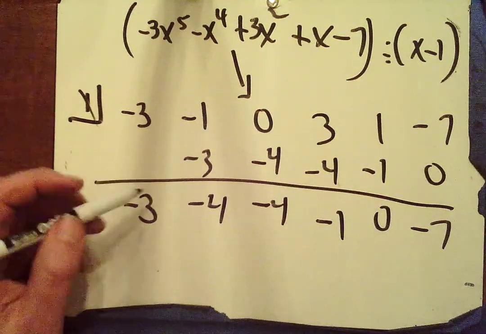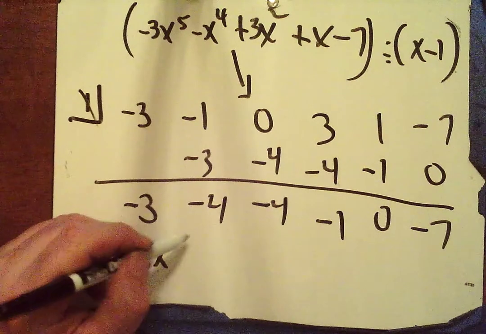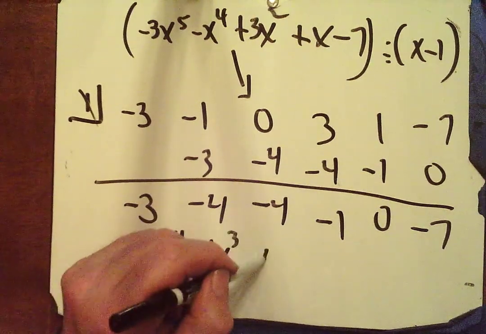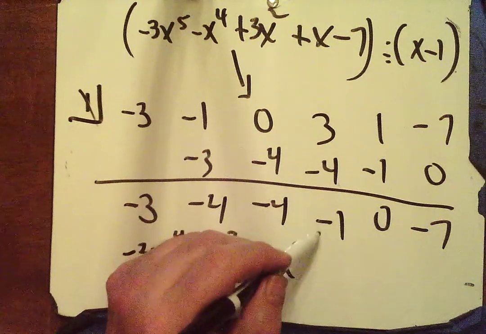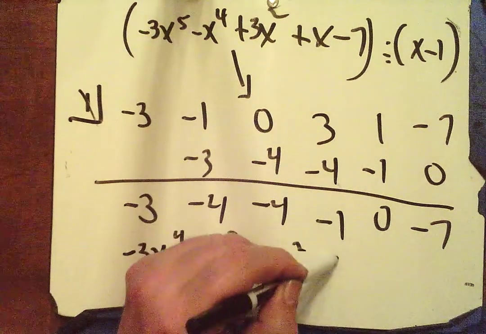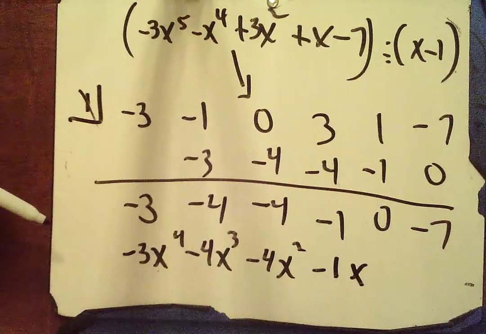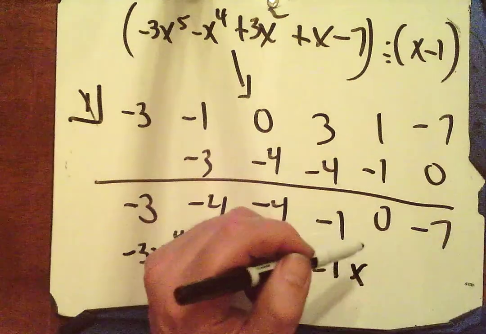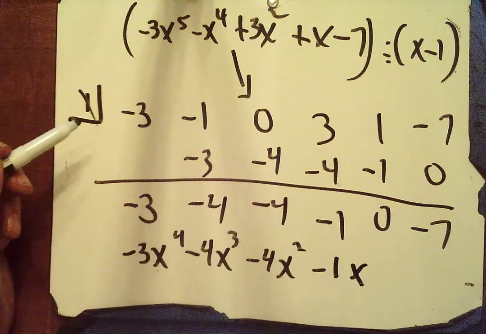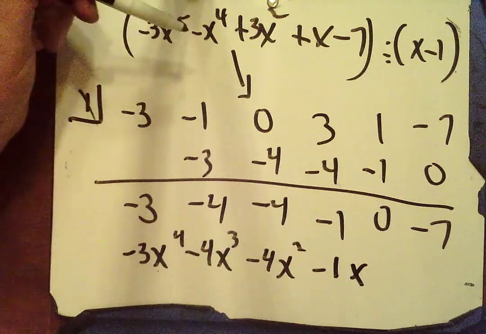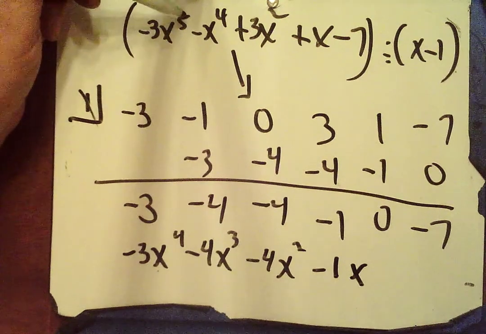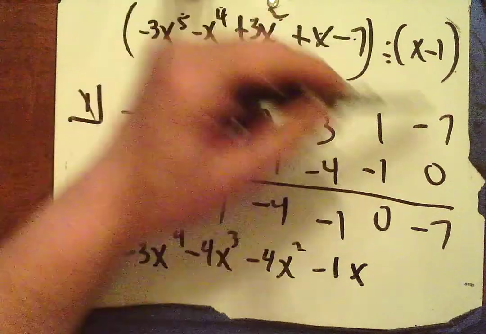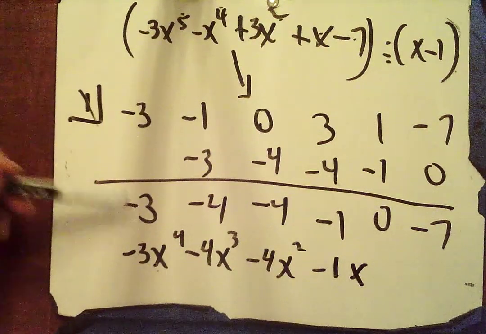So what do I get? Well, I have negative 3x to the 4th minus 4x to the 3rd minus 4x squared minus 1. What? I feel like I'm missing something. 4, 3, 2, 1. No, that didn't work. What happened? Did I miss another 0 placeholder? 5, 4, 3, 2, 1, 0. They're all there.